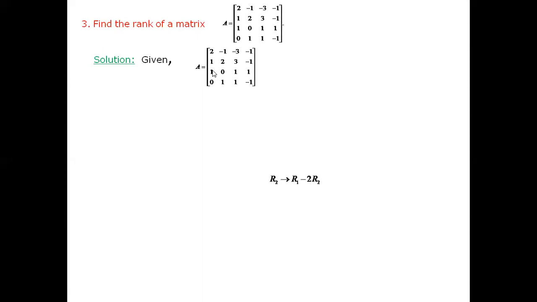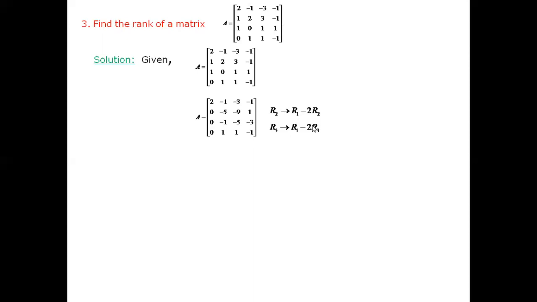So what row operations can you use? To make this 1 into 0, I'll use the transformation R1 minus 2 times R2. I multiply this by 2, so I get 2 into 1, 2. R1 minus that means 2 minus 2, 0. You can write it separately and do it: 2 minus 1 into 2, so it is minus 2. 2 minus 2, 0. And here also the same: 1 we have, multiply this by 2, subtract, 2 minus 2, 0.